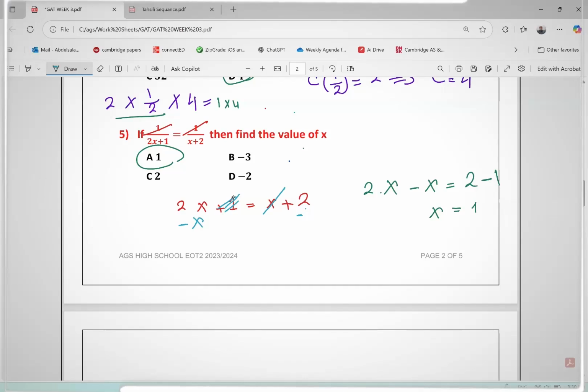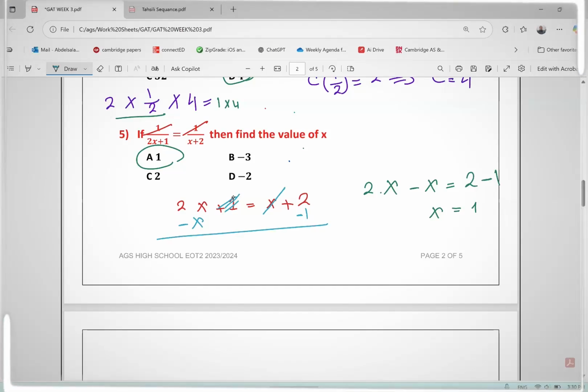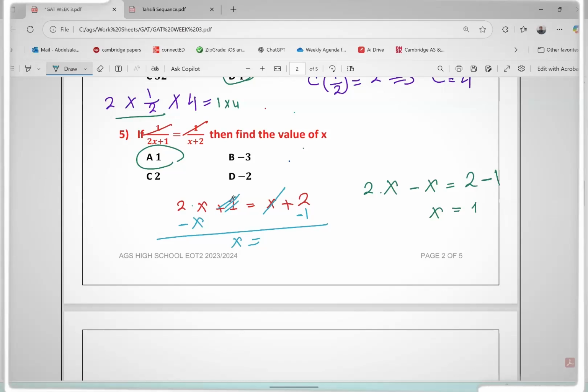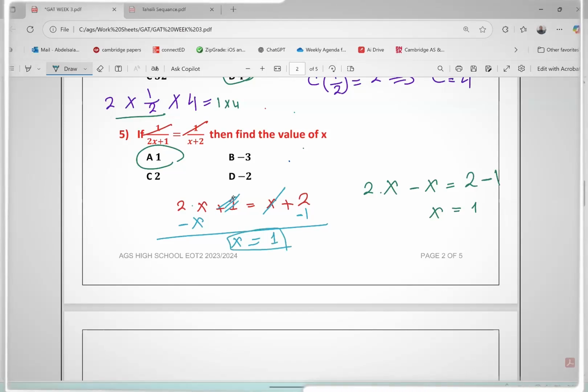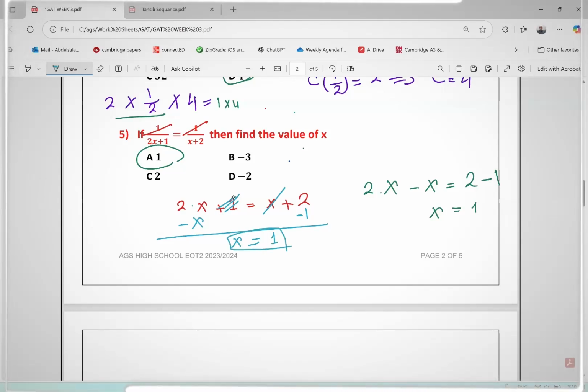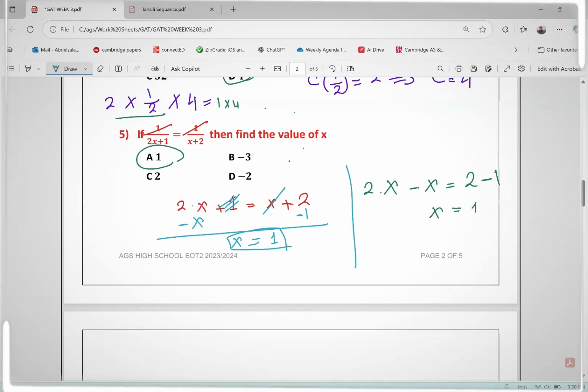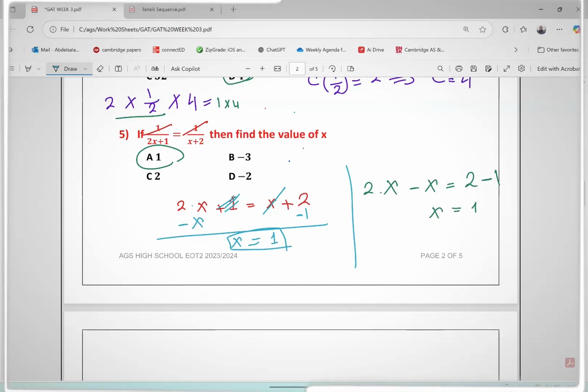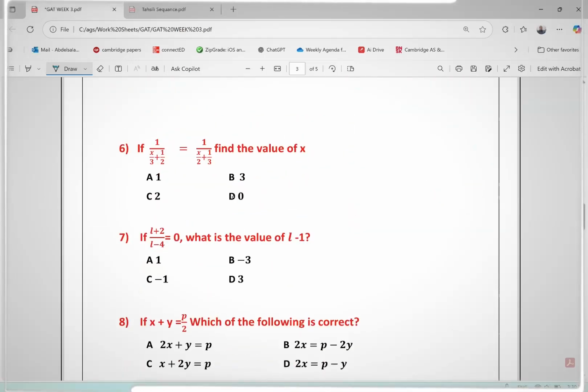It will be negative 1. And just combine. So 2x minus x is x. 2 minus 1 is 1. I prefer to write it vertically, not horizontally. And both of them is correct. If you write it vertically, it's correct. If you solve it horizontally, it's correct. No problem, it's up to you. Okay? Bismillah ar-Rahim. Next question.